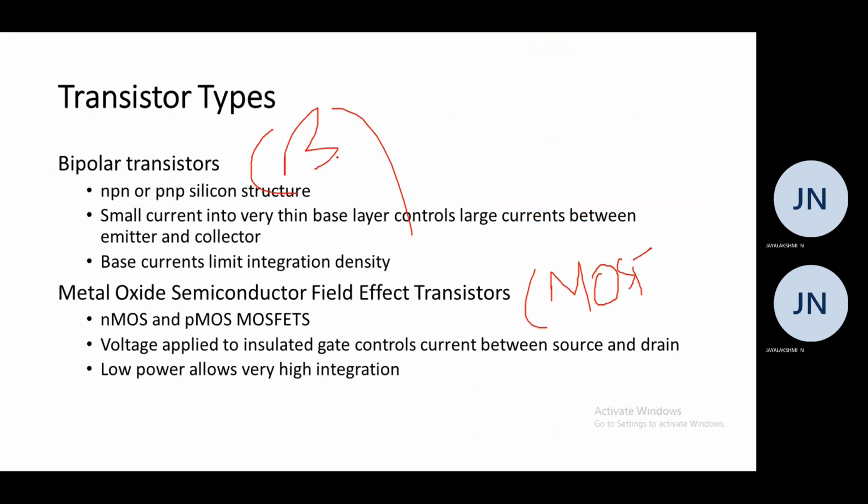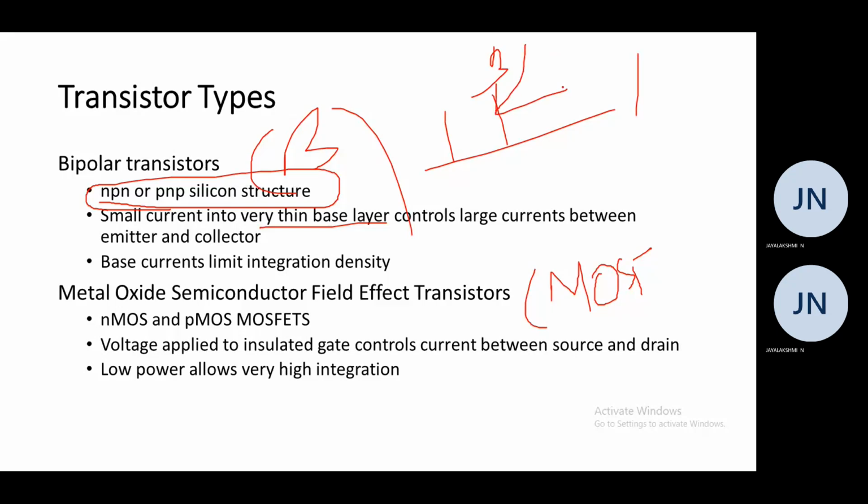The bipolar transistor has an NPN or PNP silicon structure, and there is a small current into a very thin base layer. We have three terminals: base, emitter and collector. There is a small current into the base layer, but large currents between emitter and collector. Here the base current limits the integration density.